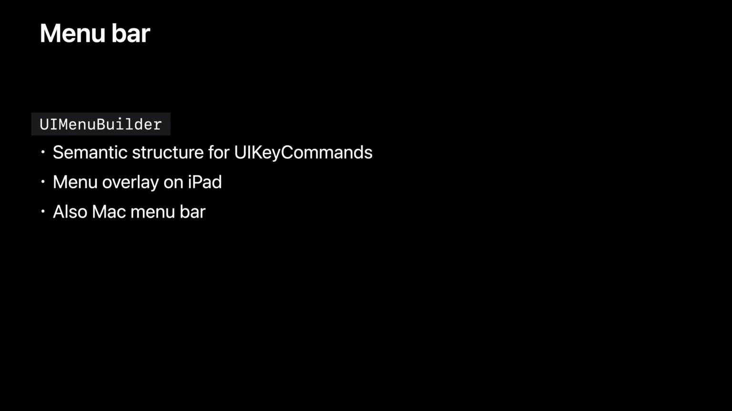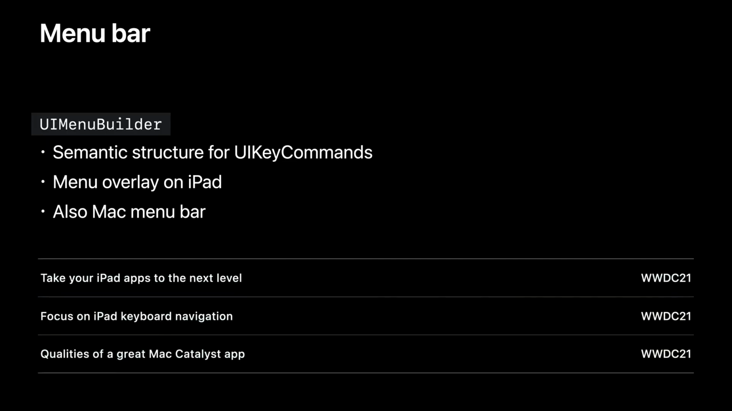UI key commands rely on the responder chain to find an applicable target for their action, and this determines whether or not a menu item is enabled. For much more on this, check out the videos Take Your iPad Apps to the Next Level, Focus on iPad Keyboard Navigation, and Qualities of a Great Mac Catalyst App.